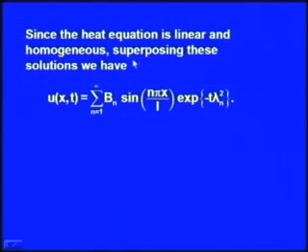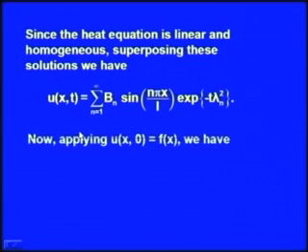Now, since the heat equation, delta U over delta t equal to c square delta square U over delta x square, is linear and homogeneous, just as in the case of the wave equation, here also we can superpose these solutions u_n(x, t) and have u(x, t) as sigma n equal to 1 to infinity B_n sin(n pi x over L) into exponential of minus lambda n square t.